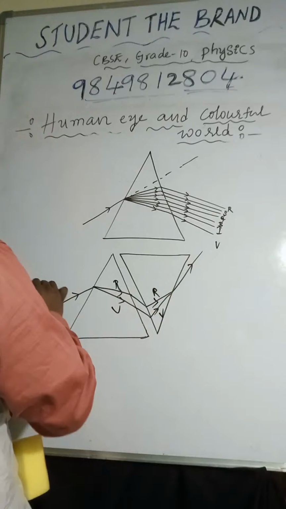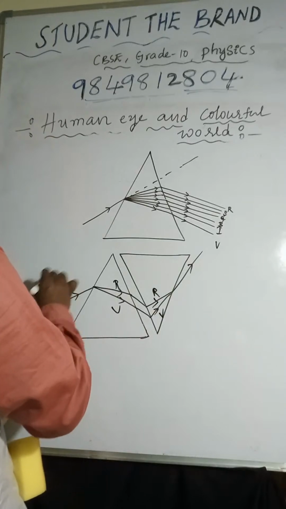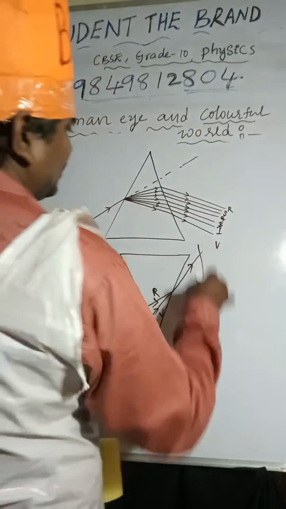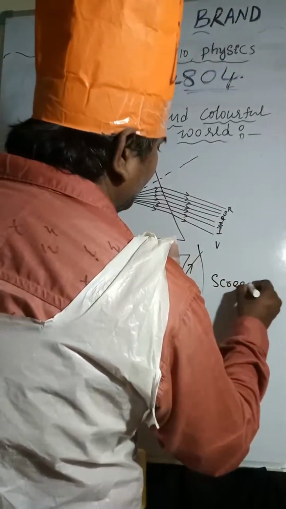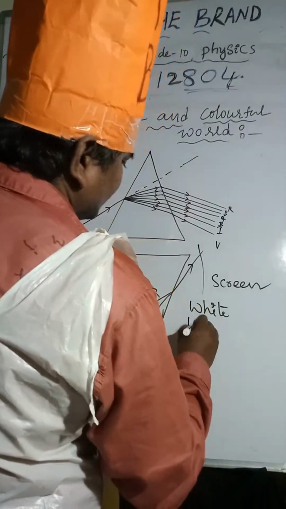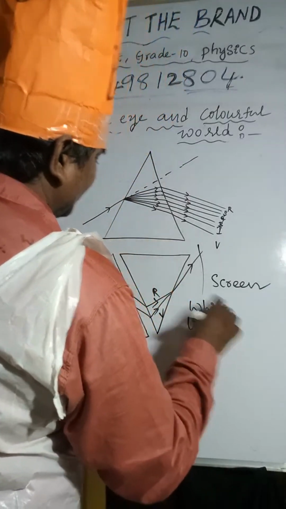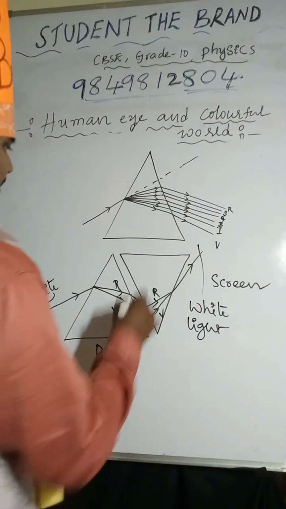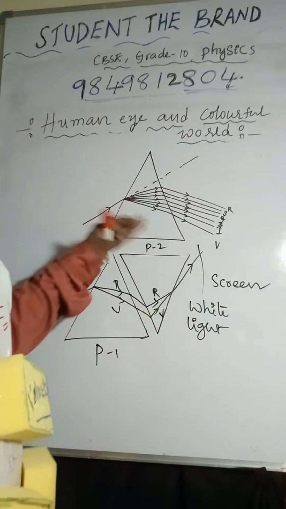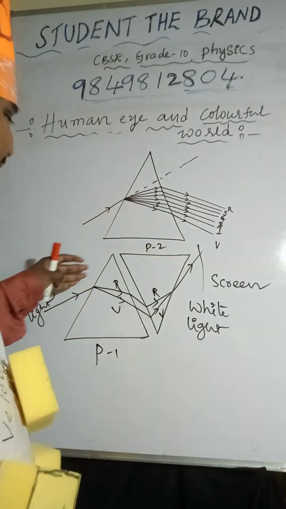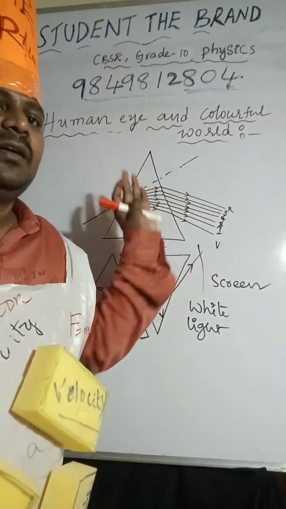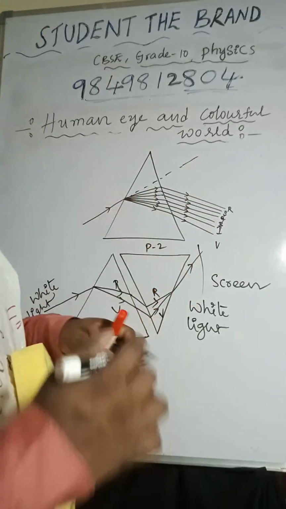So here is white light, and here also, on the screen, it will form white light. So this is prism 1 and prism 2. If you place one prism normally and then place an inverted prism, those 7 colors will fall on the second prism, and again they will combine and form white light. Okay, so I hope it is very clear.